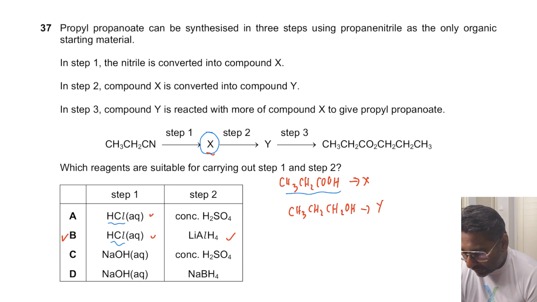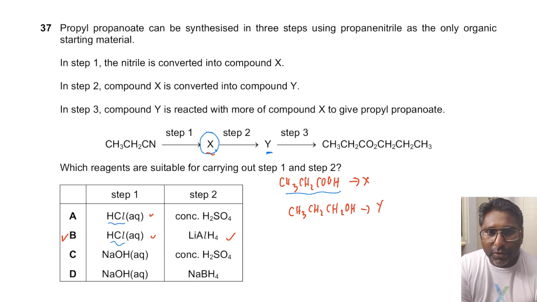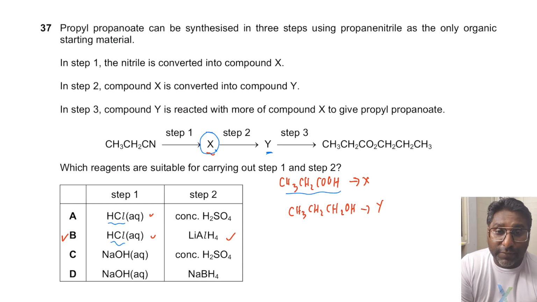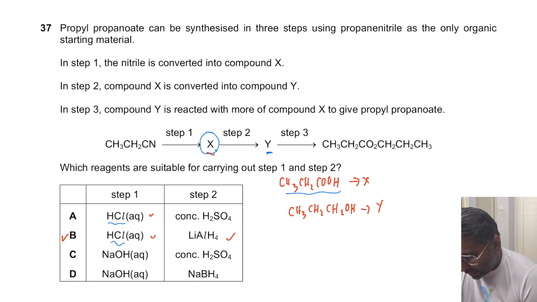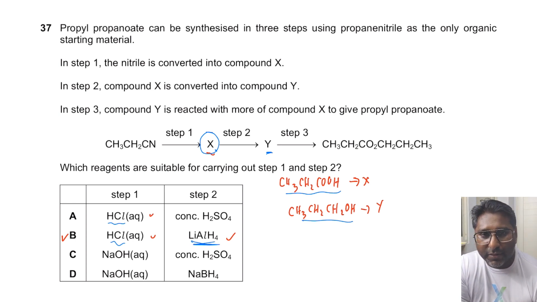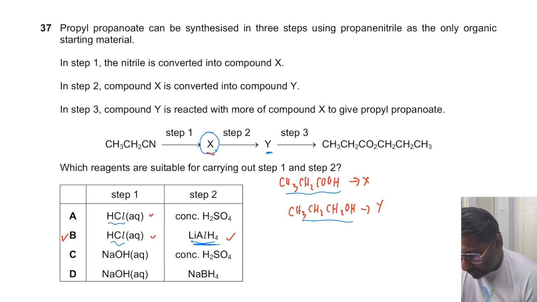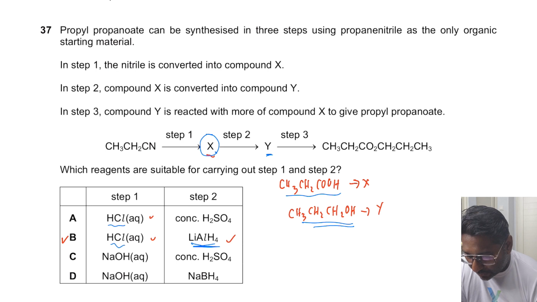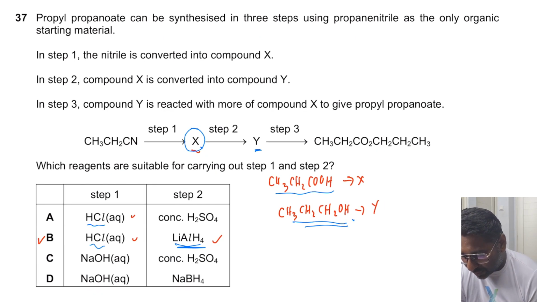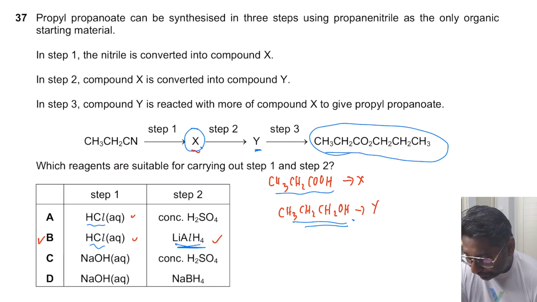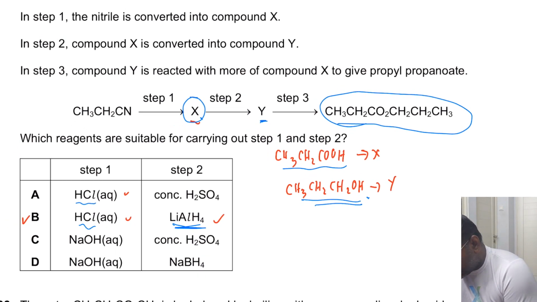Step 2 is the carboxylic acid. They need to change it to Y, so you need to change it into alcohol. How do you change into alcohol? You use a reducing agent. If you use LiAlH4, the carboxylic acid will change into primary alcohol. And then in step 3, compound Y, the alcohol, reacts with more of compound X, which is our carboxylic acid. So you will get this propyl propanoate, this ester. Therefore, this should be the answer.